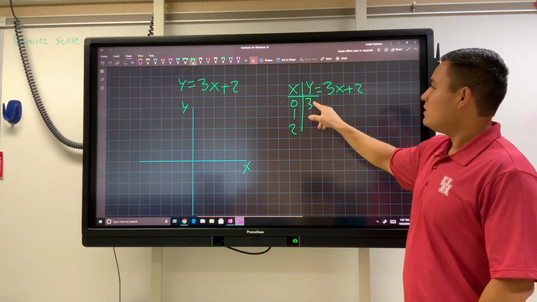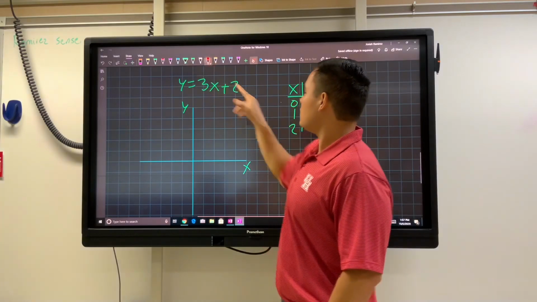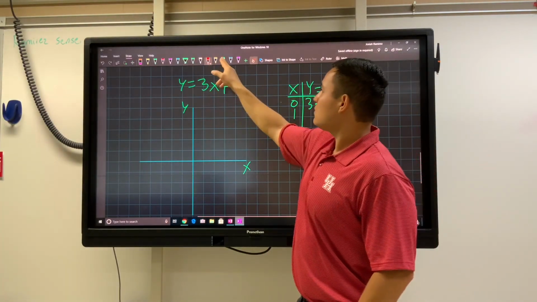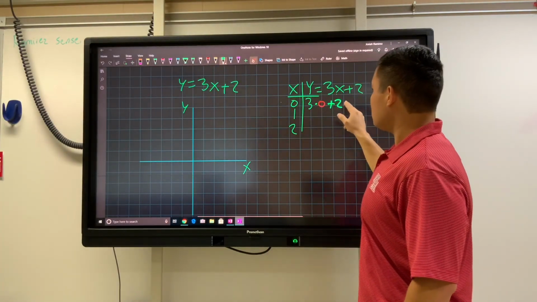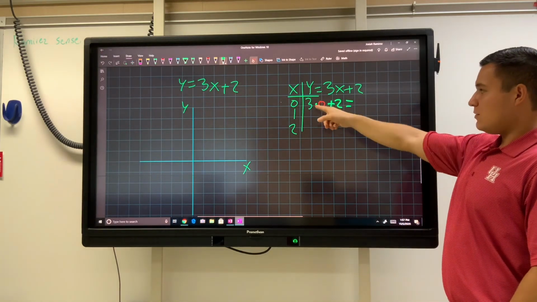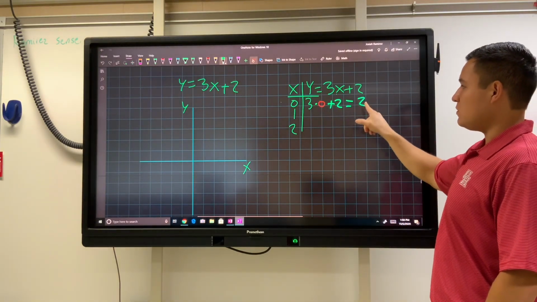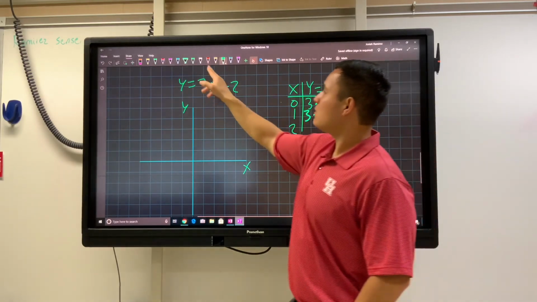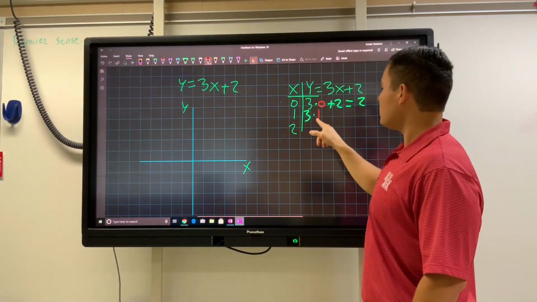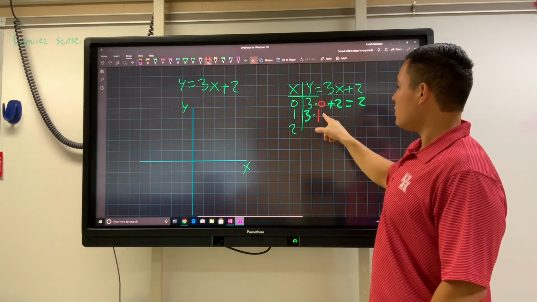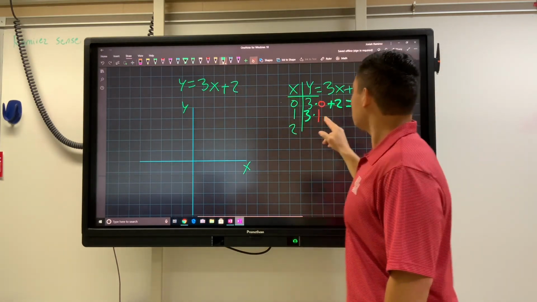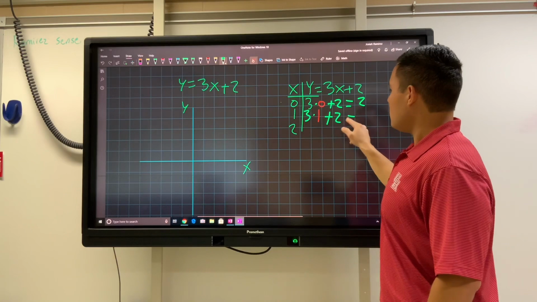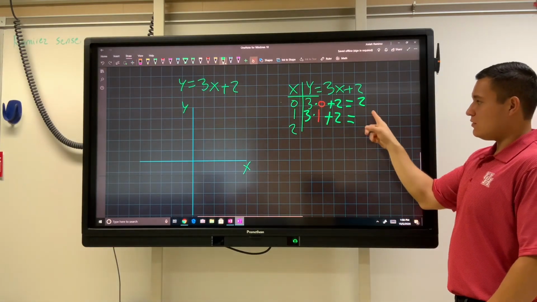So that means 3 times 0 plus 2 equals 3 times 0 is 0 plus 2 is 2. Then we'll do the next one. 3 times 1, we're putting 1 for x, plus 2. 3 times 1 is 3, plus 2 is 5.